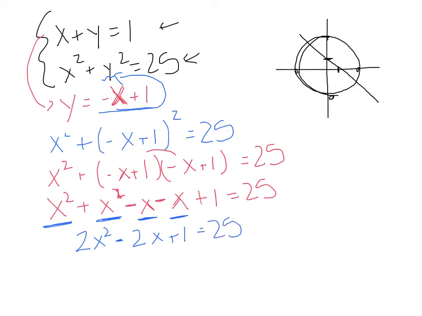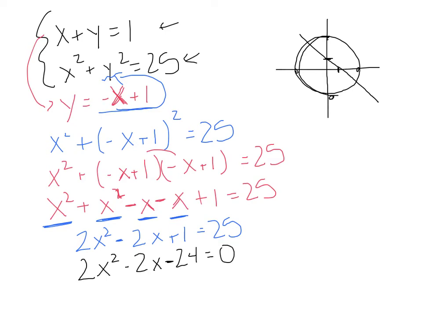Oh my goodness, this is going to be a quadratic problem. So we need it to equal 0. I know you guys are groaning going, oh, we have to do this again? That's why I taught it to you in the first place. X squared minus 2x minus 24 equals 0.